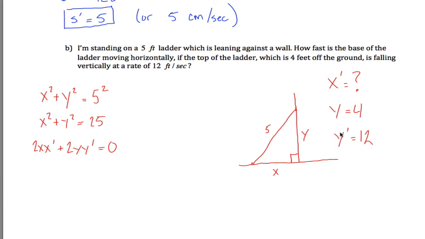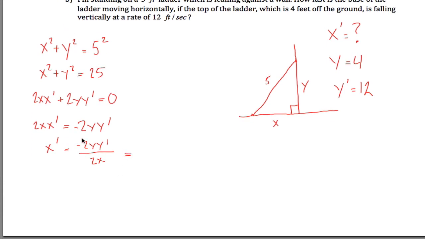Well, if you look at this, it might not look like we have enough information, right? I want to figure out x prime. I can solve this thing for x prime, sure. 2x, x prime equals negative 2y, y prime. So x prime equals negative 2y, y prime divided by 2x. Or if I really wanted to simplify, I could cancel out the 2's and call it negative y, y prime over x. I know y, I know y prime. I want to know x prime, but I still need to know what x is.